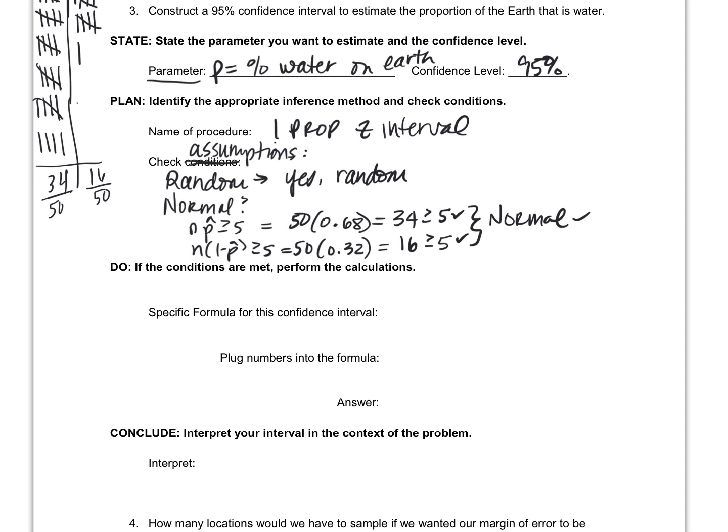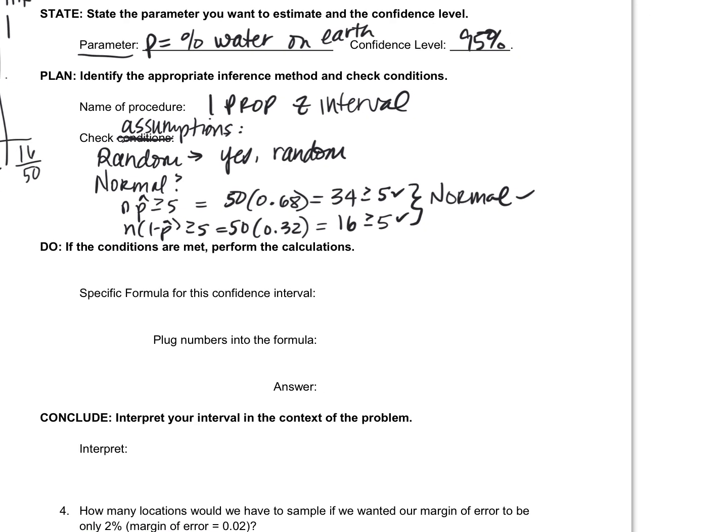Now, the specific formula for the interval. It's just to remind you of the formula. It starts with your point estimate, and we call that p hat, our sample proportion, or our point estimate, plus or minus the z star, which we also call the critical value, times the standard error. This is where we take p hat times 1 minus p hat over sample size and square root it.